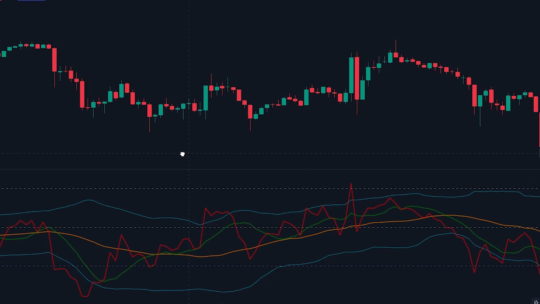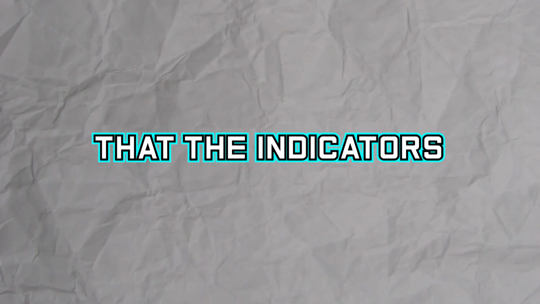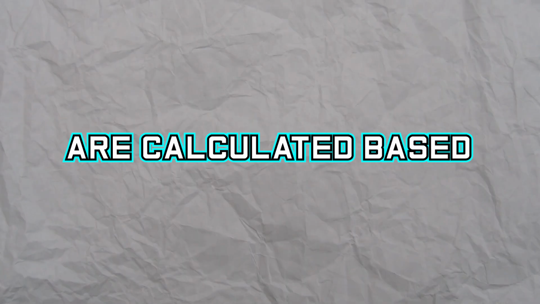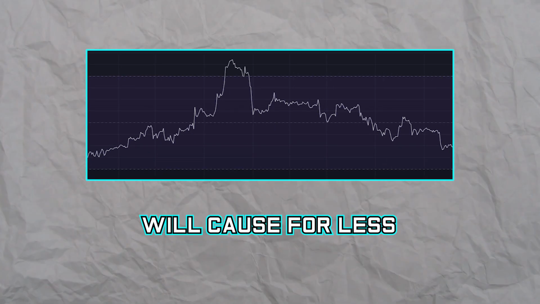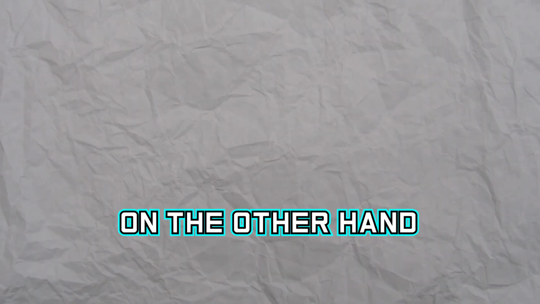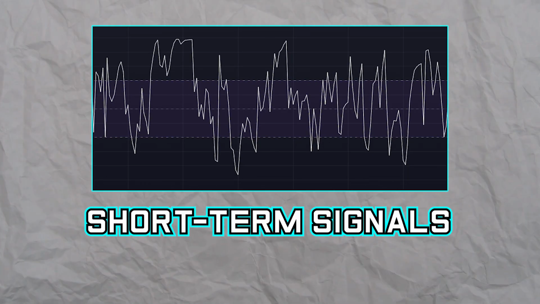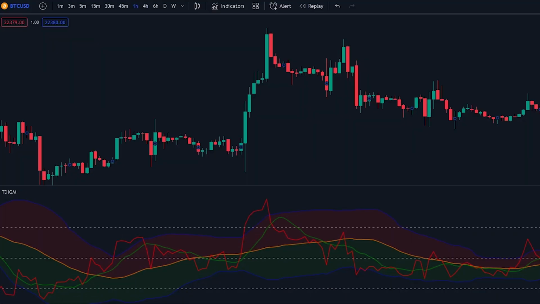Now let's change the indicator settings to optimize the indicator for the strategy. It's important to keep in mind that the indicators within the TDI are calculated based on the RSI. So having a longer RSI period will cause for less frequent longer-term signals to be displayed. On the other hand, having a shorter period RSI will cause frequent short-term signals to be displayed. Now that you know how the settings affect the signals, let's optimize them for the method that we will be using to read the TDI.